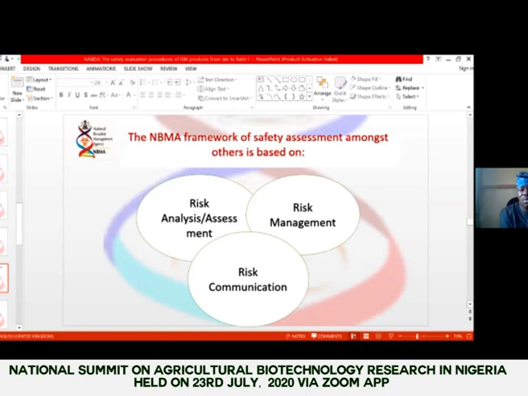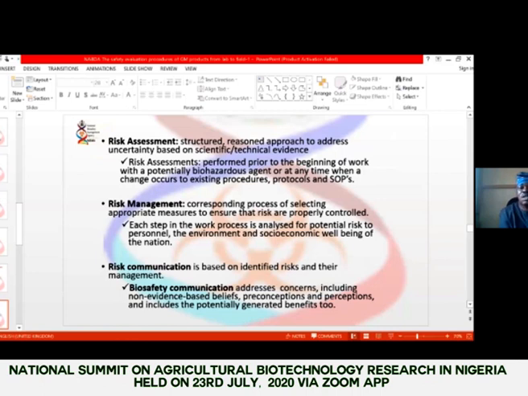The NBMA framework of safety assessment, amongst others, is based on risk assessment, risk management, and risk communication. Risk assessment means a structured, reasoned approach to address uncertainty based on scientific, technical, and evidence. Risk assessment is performed prior to the beginning of work with potential biohazardous agents or at any time when a change occurs to existing procedures, protocols, and standard operating procedures.